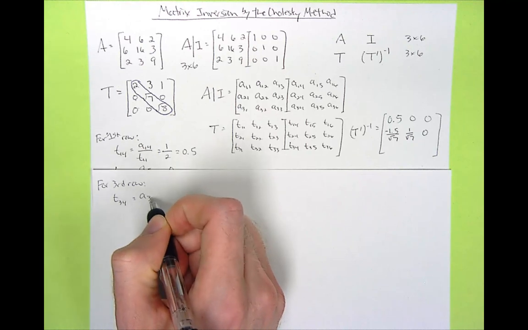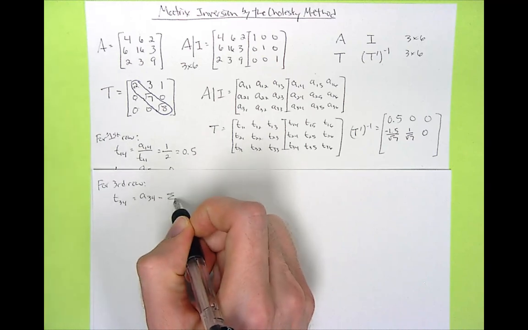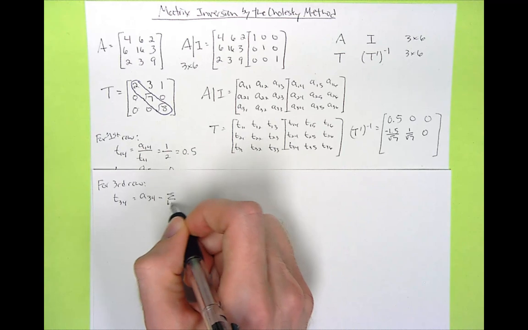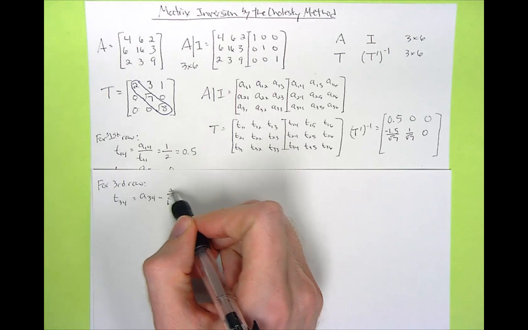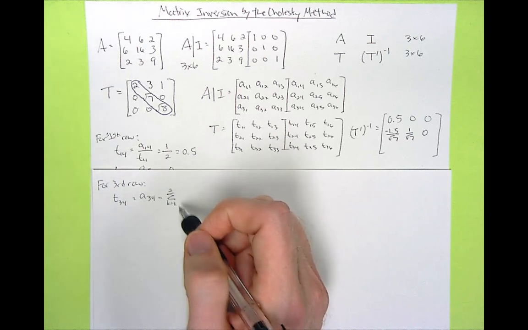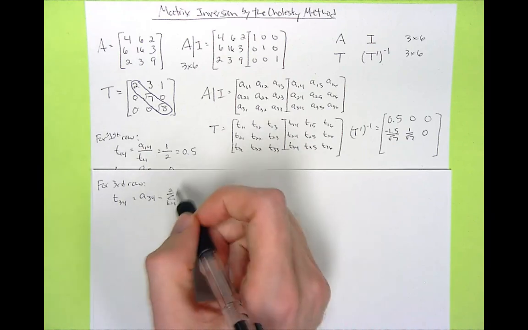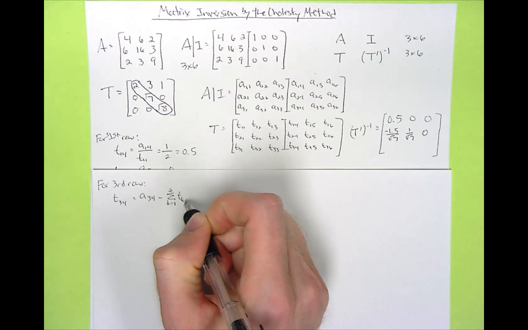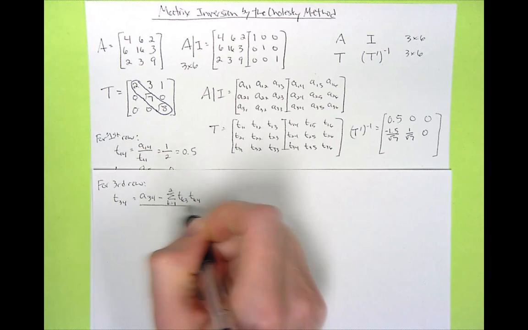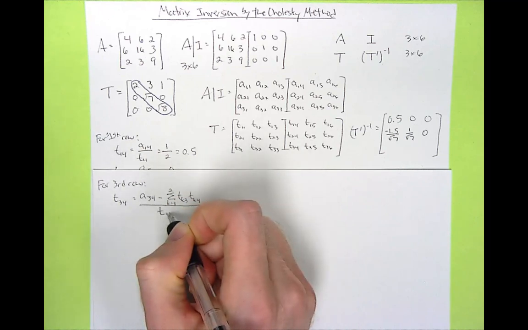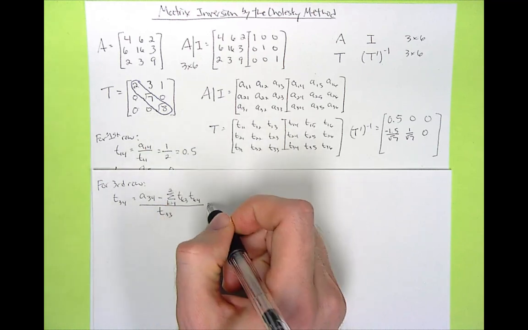That's going to be A34 minus the summation as k goes from 1 to i minus 1. Now i is 3, so 3 minus 1 is 2. So k is going to go from 1 to 2, which means, as you'll see in a second, we'll have some more addition to do. Tk3, tk4 over the diagonal for that row, which is T33, which is going to be square root of 8.